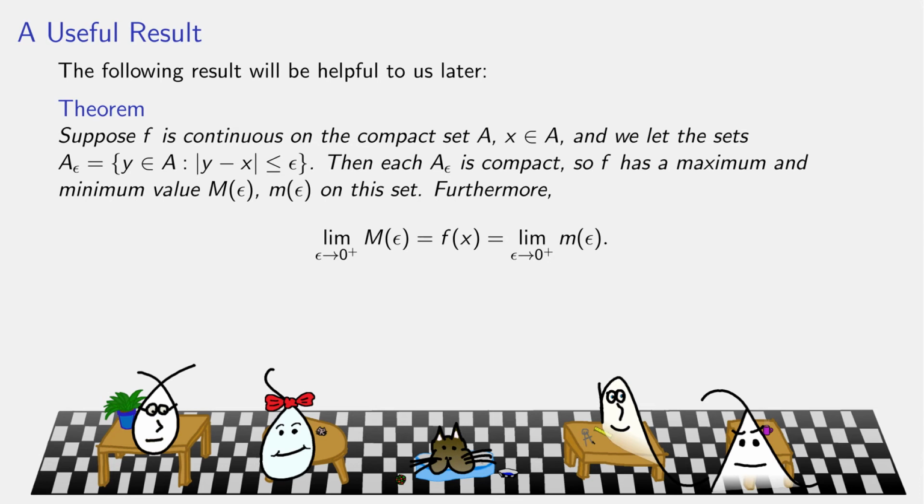F is continuous on capital A. A sub epsilon is a subset of A. Since F is continuous at every point on A, it's continuous at every point on a subset of A. So F is continuous on A sub epsilon, and A sub epsilon is compact, so by our previous results, F has a max and a min. These are the values in the range that I'm calling capital M of epsilon. That is the maximum value in the range of F on the compact set A sub epsilon. And little m of epsilon is the minimum value in the range of F on the compact set A sub epsilon. What we're claiming is as follows. As epsilon goes to 0, this max value, capital M, and this min value, little m, also converge to f of x.